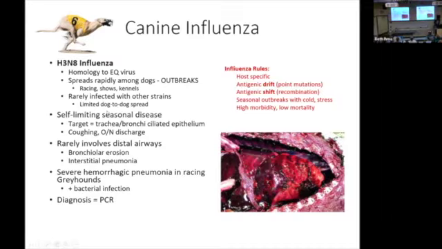So it's found primarily where large groups of dogs are kept together. So shows, kennels, racetracks, things like that. Primarily self-limiting seasonal disease, but these outbreaks can get severe, especially if there are other pathogens involved. In racing greyhounds, this is kind of a special case. They can develop a severe hemorrhagic pneumonia, often with secondary bacterial infection, but for whatever reason, greyhounds seem to be more susceptible to influenza.